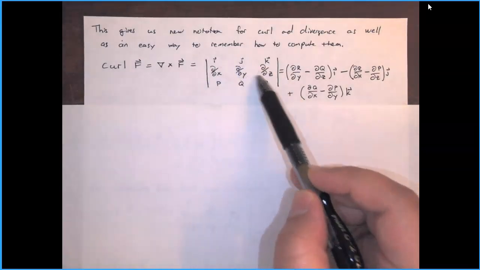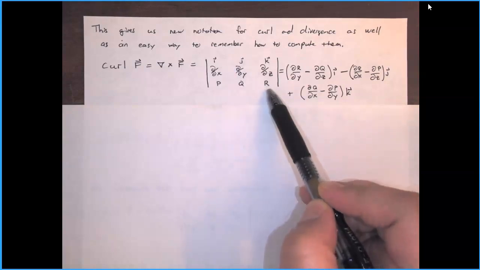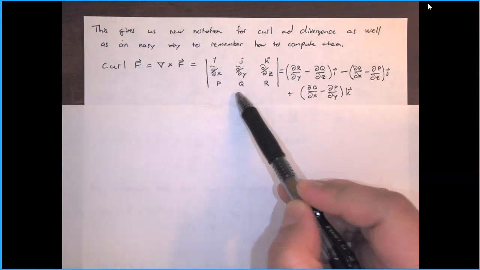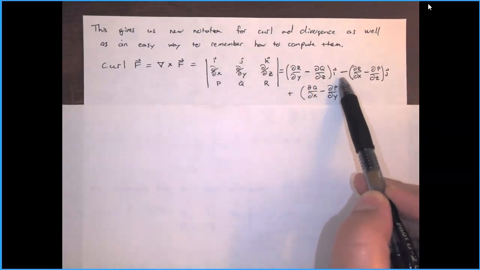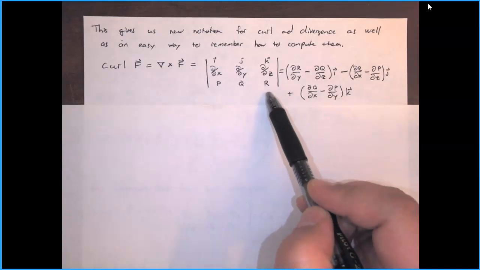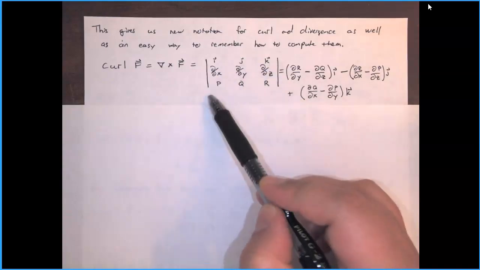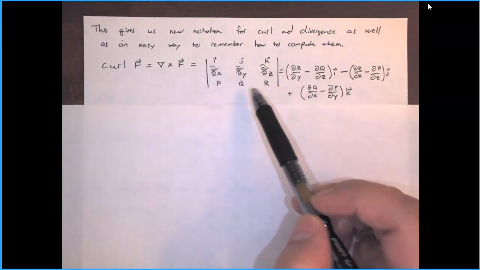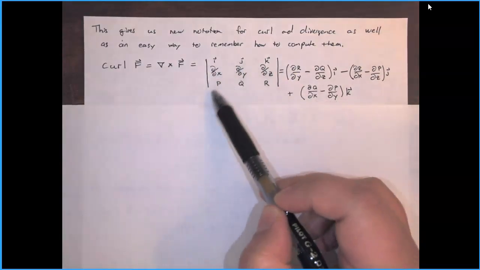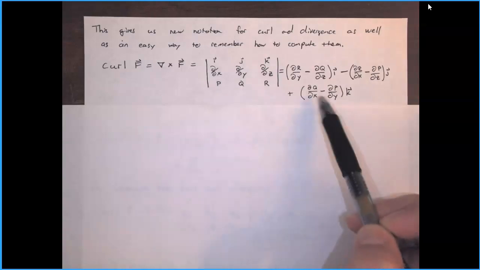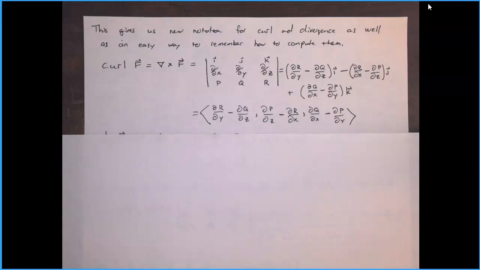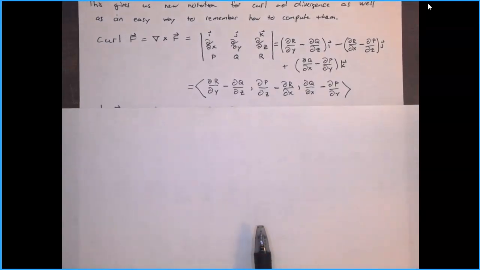Well, I take the partial derivative of r with respect to y, and I subtract the partial derivative of q with respect to z, which I have here. The second component, I put a minus, and then I take the partial derivative of r with respect to x, subtract the partial derivative of p with respect to z, and then the third component, I take the partial derivative of q with respect to x and subtract the partial derivative of p with respect to y, and that's exactly how we defined the curl before. So it gives you a nice way to compute it using something you already know.